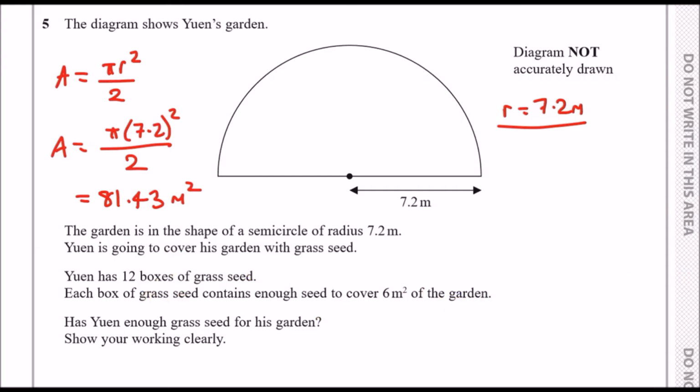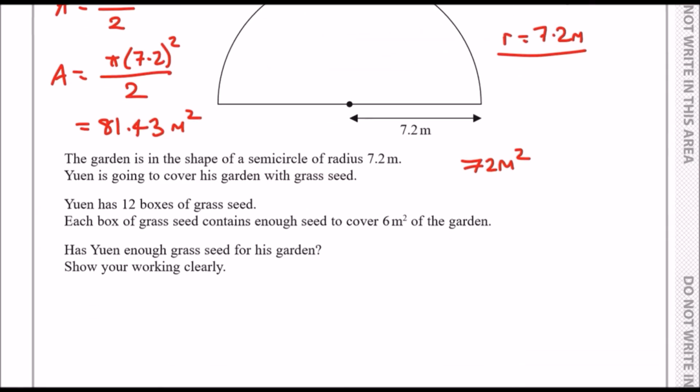Now, we know that UN has 12 boxes of grass seed, and each of those boxes has enough seed to cover 6 meters squared. So that means 12 times 6 is actually 72 meters squared. So he could only cover 72 meters squared. Now, the question asked if this is enough. Well, it's actually not enough because he needs 81. So the answer would just be no, because 72 is way less than 81.43.